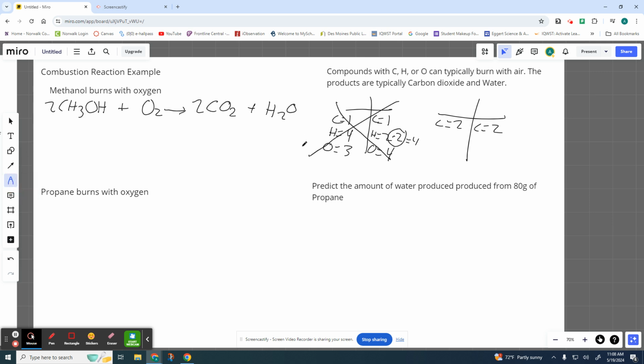So now I've got 2 carbon on the reactant side and 2 carbon on the product side. Now I'm going to go back down through and do my hydrogen like I normally would. I'm saving oxygen to last because oxygen's by itself here. And if I have to tweak something, it'll be easy to tweak this solo diatomic oxygen.